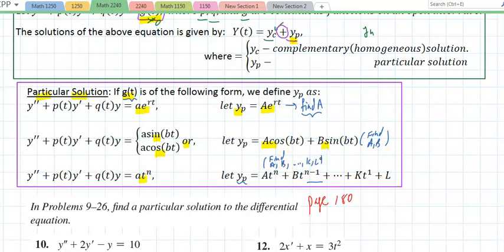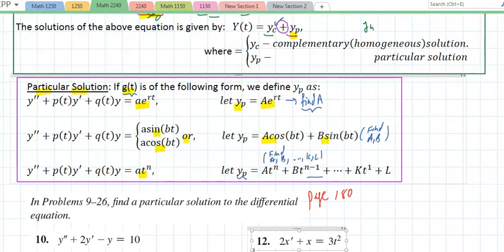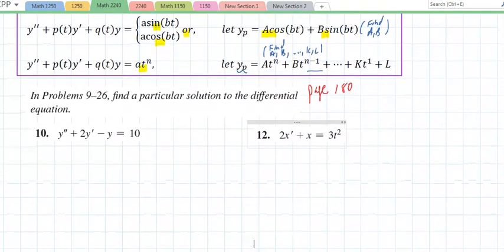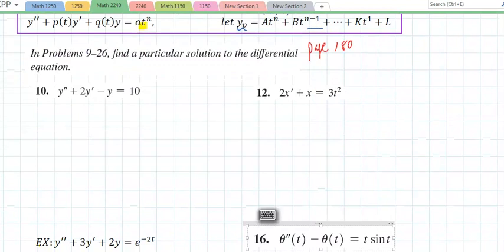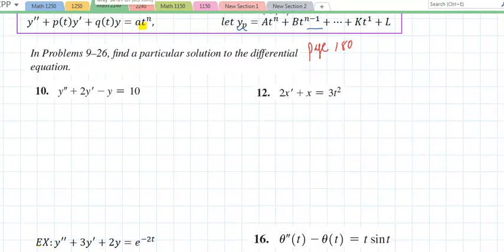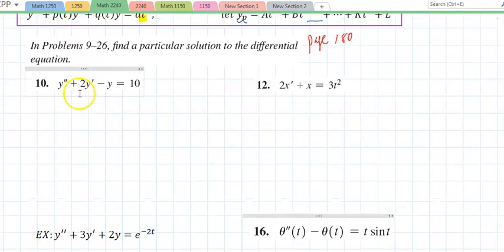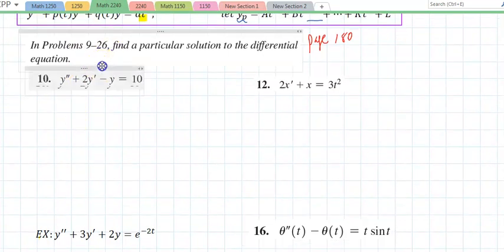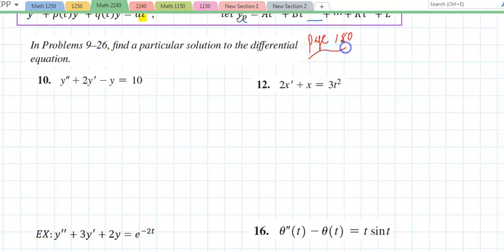So I want to start a couple of examples really quick. First, I'm going to do two problems, and then I have an example. I want to really point out an issue that might happen if you don't pay attention to it. So I'm looking at page 180, and here we are. So this right here is not 0, which means my solution is going to be y equals the complementary, which is the homogeneous, and the particular.